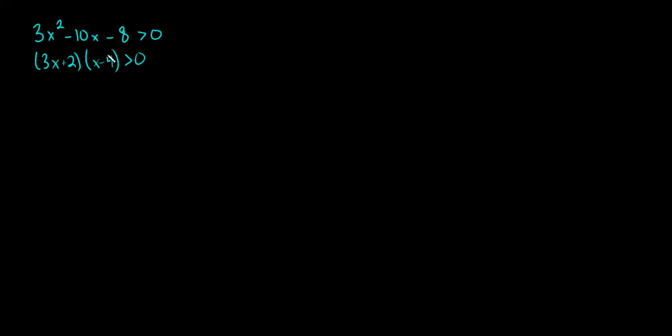And now, if I were to go ahead and set each of these equal to 0 and solve, I would end up getting negative 2/3 and positive 4. Those are the numbers that I'm going to put on my number line: negative 2/3 and positive 4. And since this is not "or equal to," I'd be putting an open circle on each of these.